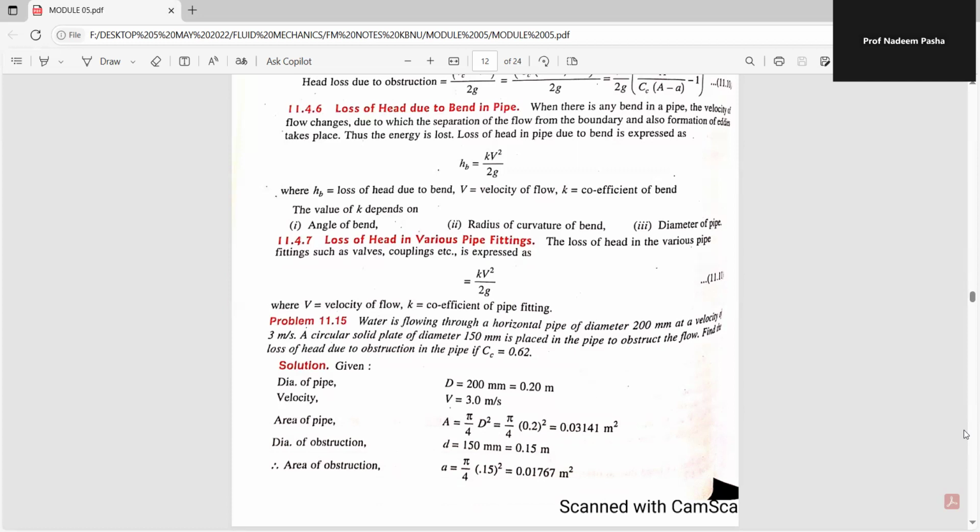So what are the things given to you? Capital D, the diameter, comes out to be 0.2 meter. Next, velocity is 3 meter per second. Area of pipe is pi over 4 into D square. It comes out to be 0.3141. Diameter of obstruction d is equal to 150 mm or 0.15 meter. Next, area of obstruction a is pi by 4 into d square. d is already known to you, 0.15. If you do the calculation, you will get the value easily.